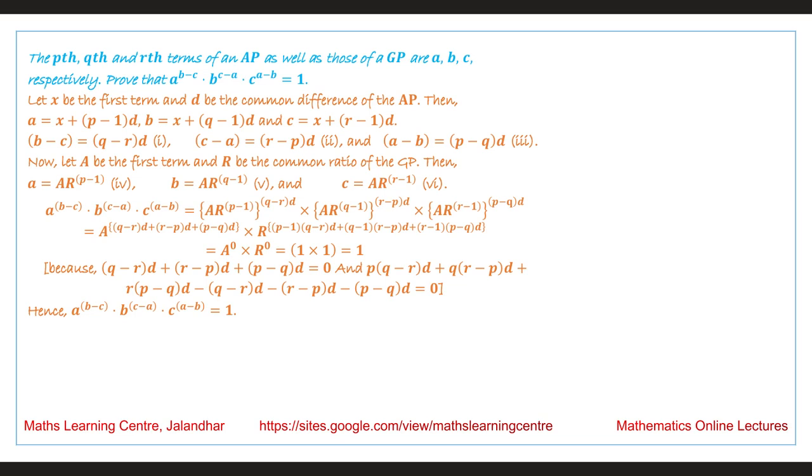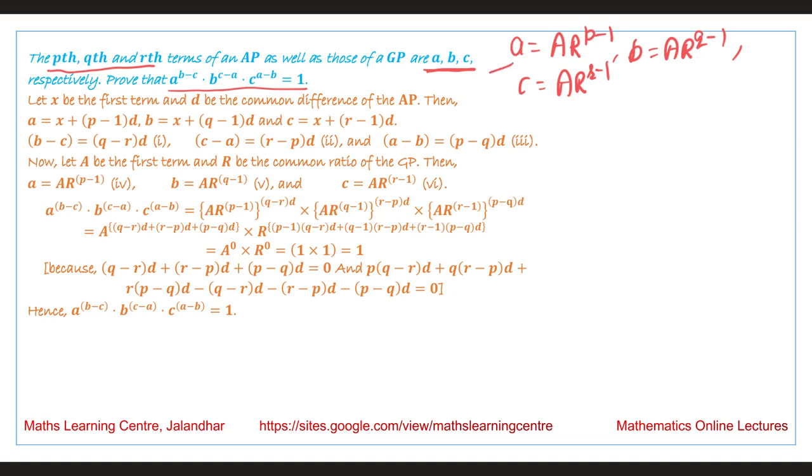Next is the pth, qth and rth term of an AP as well as those of a GP are a, b, c respectively, and we have to prove this result. So it is being given that a is equal to AR raised to the power p minus 1, b is equal to AR raised to the power q minus 1, and c is equal to AR raised to the power r minus 1.